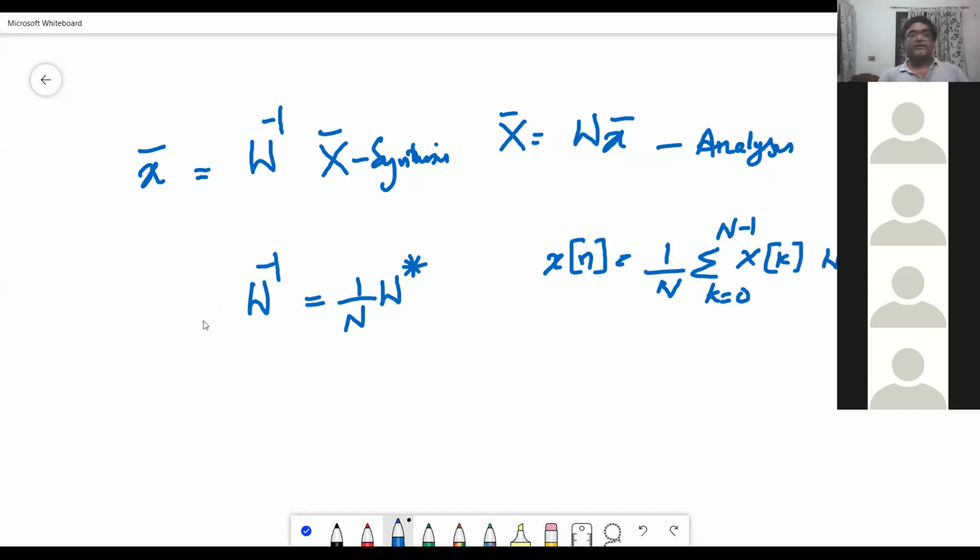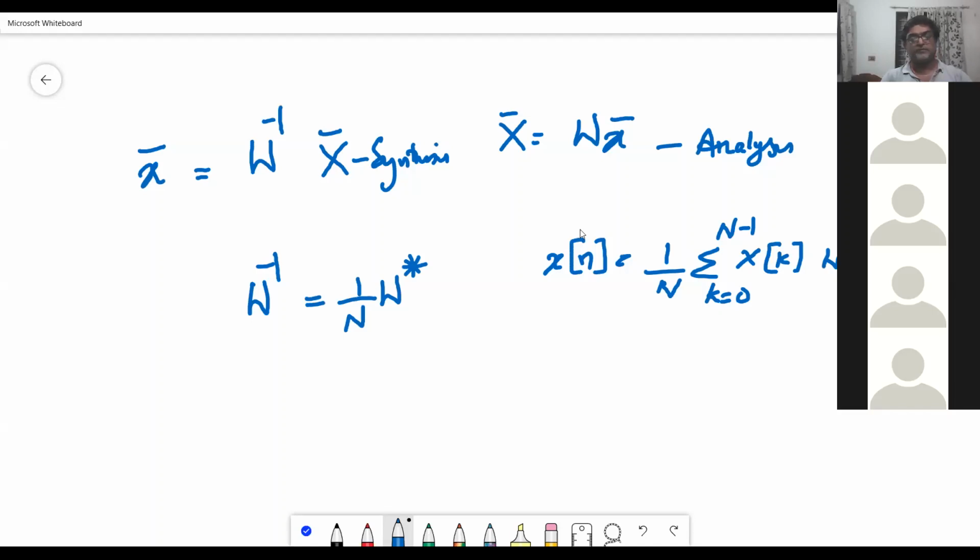Yes, okay, sir. So you observe that this is the analysis equation. The analysis equation is written as X bar is equal to W x bar, x bar being the input signal, capital X bar being the output spectrum.